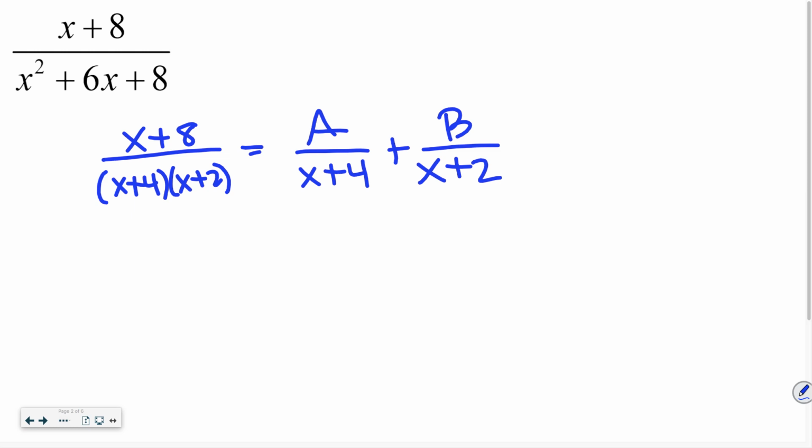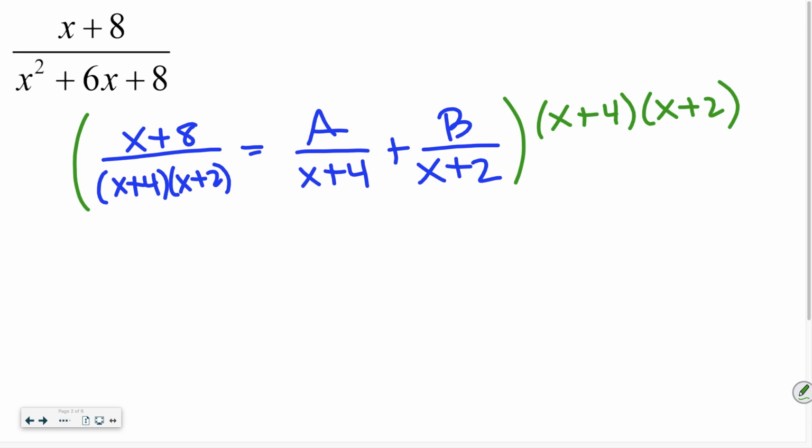Okay. All right. At this point, I want you to multiply by the LCD. That just means multiply by the common denominator. Your common denominator is going to be whatever is right here. So in this case, we are going to multiply by x plus 4 times x plus 2. Whatever that original denominator is, multiply by it, in its factored form.